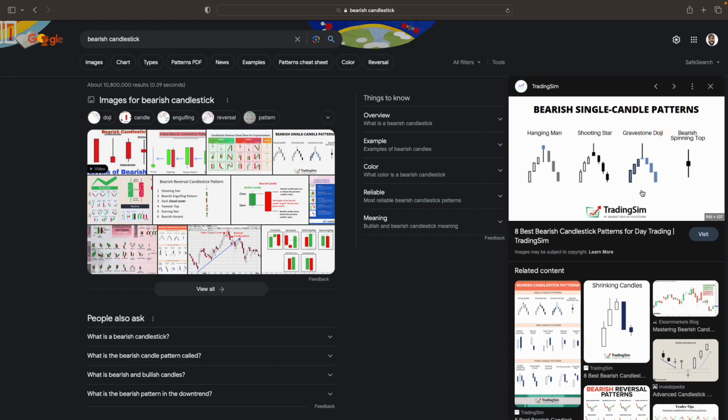So 3 things we learned. 1, learn these candle structures, the bearish ones and the bullish ones. They'll help you get into trades. Bearish will help you in supply zones. Bullish will help you in demand zones.